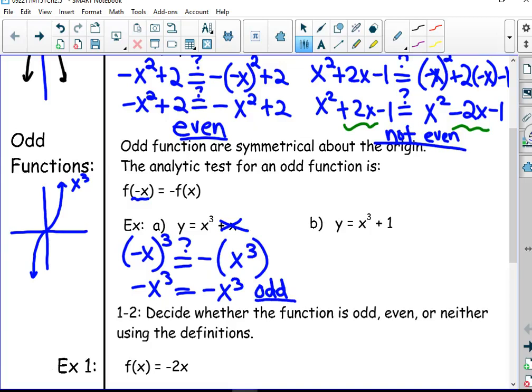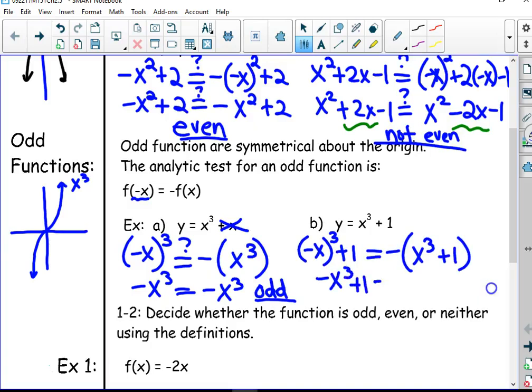On B, we run into a little bit of trouble. So we're going to put in a negative x to the third plus 1 on this side, and then we're going to set the whole function x to the third plus 1 negative. When we do the math on the left-hand side, we definitely get a negative x to the third, but we have this plus 1. On the right-hand side, when we distribute the negative, negative x to the third minus 1. So the difference between the plus 1 and the minus 1 means it is not an odd function.